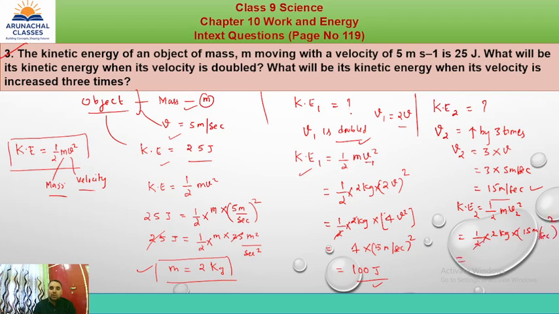So 2 and 2 get cancelled. 15 square is 225, and if we cancel out the units, we will get 225 joule of kinetic energy when the velocity of the object becomes 3 times.